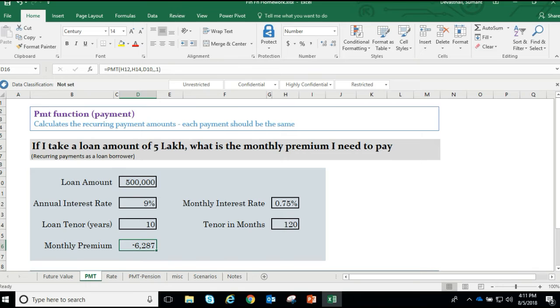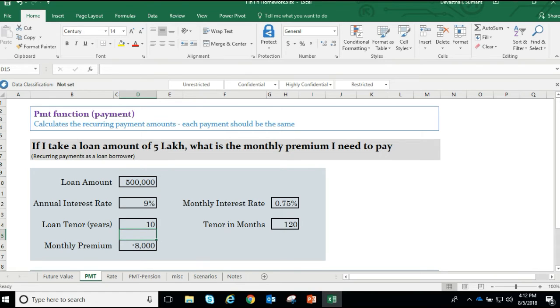Now let's see another function called NPER, or number of periods function. Let's say in the same example we do not want to fix a loan tenor of 10 years. Rather than that, we want to fix how much monthly premium we are going to pay. Let's say we are able to afford 8,000 rupees monthly payment, right? So let's find out how many periods will it take for us to deplete the loan.